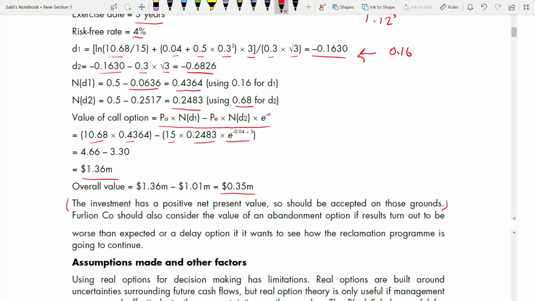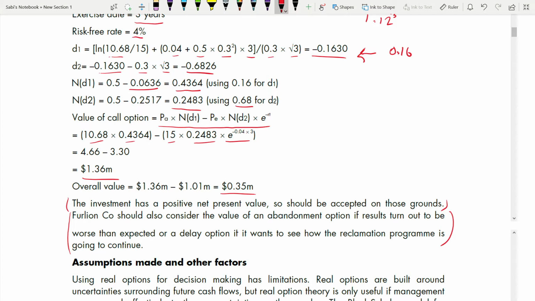Furlion should also consider the value of an abandon option if results turn out to be worse than expected, or a delay option if it wants to see how the reclamation program is going to continue. Okay. This paragraph, what does it mean? So this is an option to expand. We put a value also, which is 1.36.